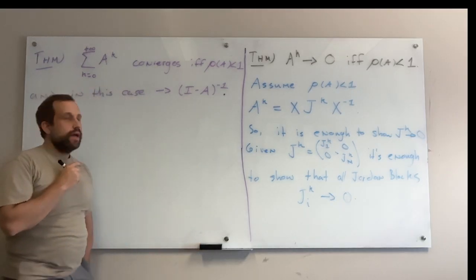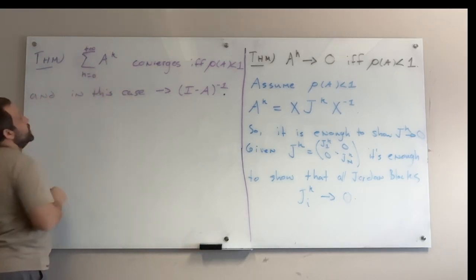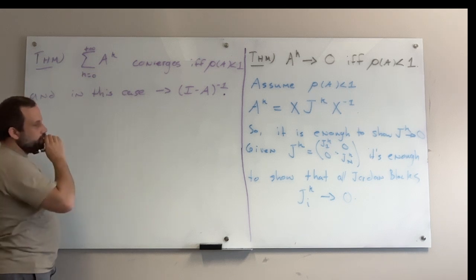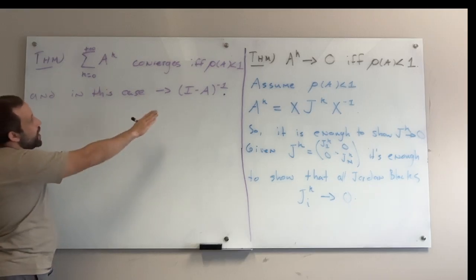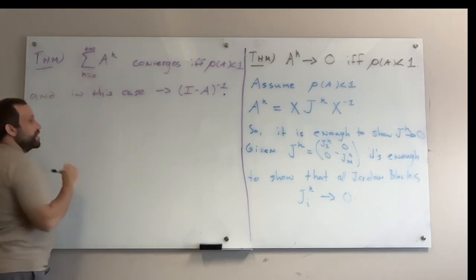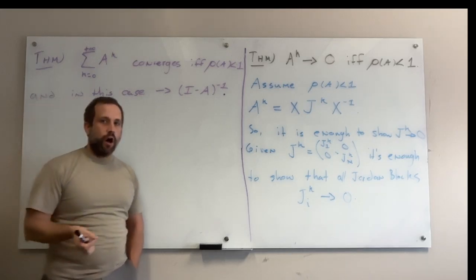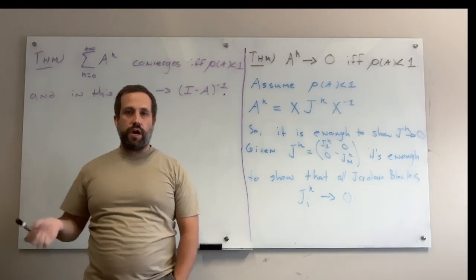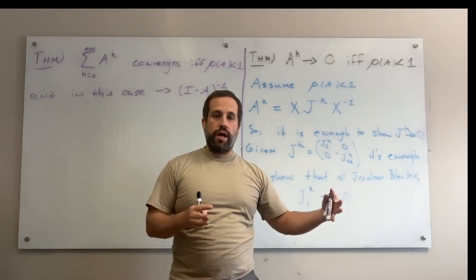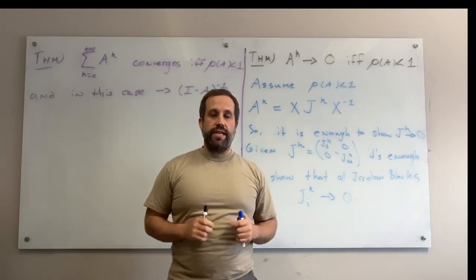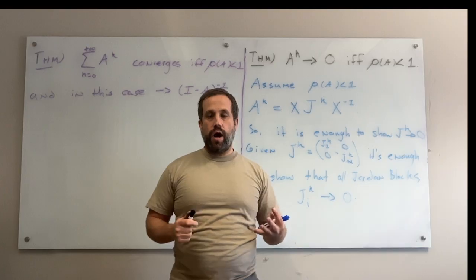If we know that rho of A is less than 1, we know that A to the k converges to 0. That itself is not enough to show that this sum converges. But if you go back to the Jordan canonical form and look at it, you will show that each individual entry converges as well.